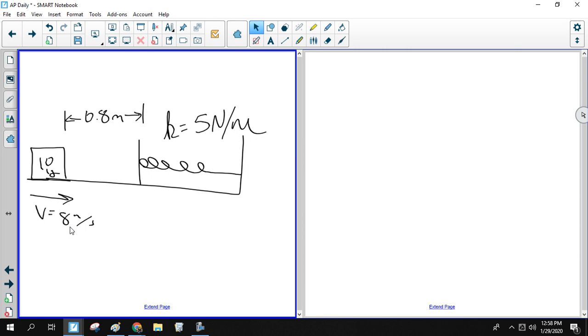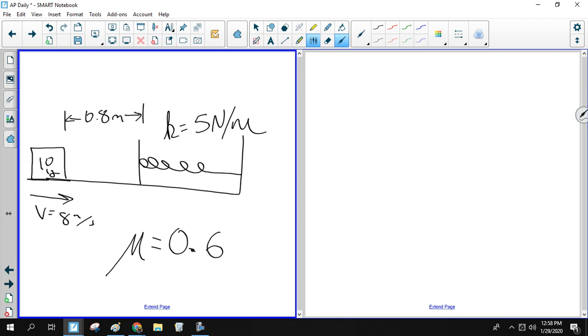Okay? There is friction on the whole surface. The whole thing has friction before the spring and after the spring. Coefficient of friction is 0.6. My question is, how far will the spring compress before the block comes to rest?